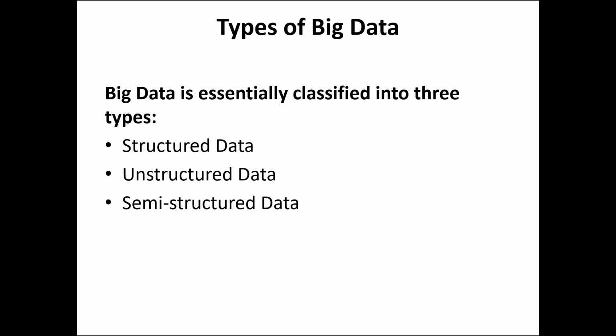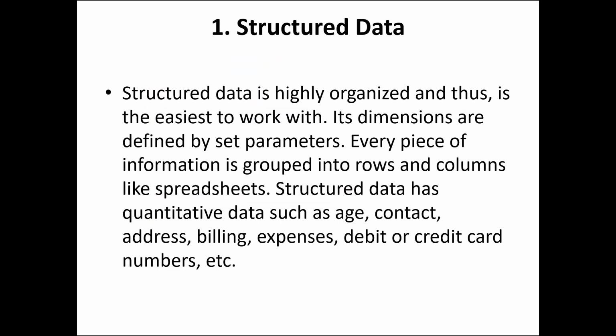There are three types of big data: structured data, unstructured data, and semi-structured data. In structured data, the data can be organized in rows and columns, so we can retrieve the data in a very quick response time. Examples are age, contact address, billing expenses, debit card or credit card numbers. Examples of structured data use are financial transactions, inventory management, customer relationship management, human resource management and e-commerce.